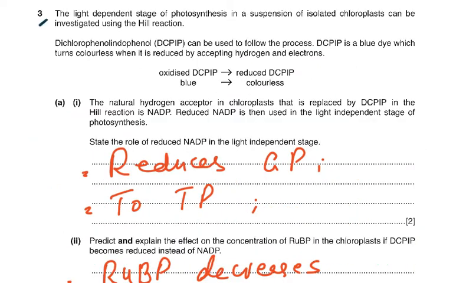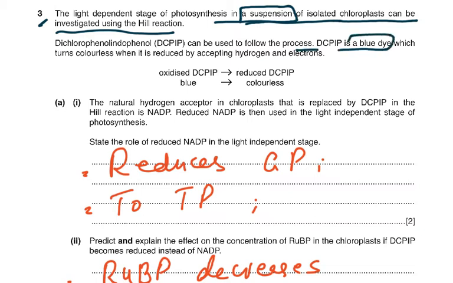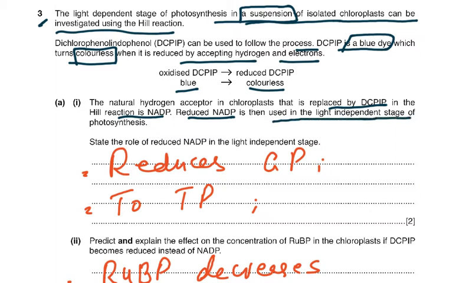Now we start with question number 3. The light dependent stage of photosynthesis in a suspension of isolated chloroplasts can be investigated using the Hill reaction. You must know the difference between suspension, solution and emulsion. Suspension means something which doesn't dissolve but is suspended in it. DCPIP can be used to follow the process. DCPIP is a blue dye and turns colorless when it is reduced by accepting hydrogen and electrons. Oxidized DCPIP is blue, reduced is colorless. The natural hydrogen acceptor in the chloroplast that is replaced by DCPIP in the Hill reaction is NADP. Reduced NADP is then used in the light independent stage of photosynthesis.